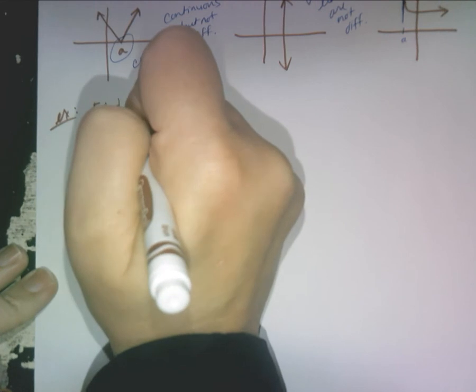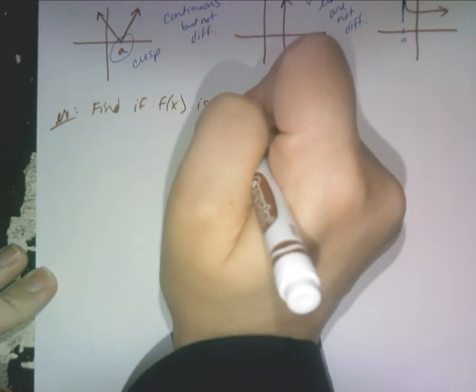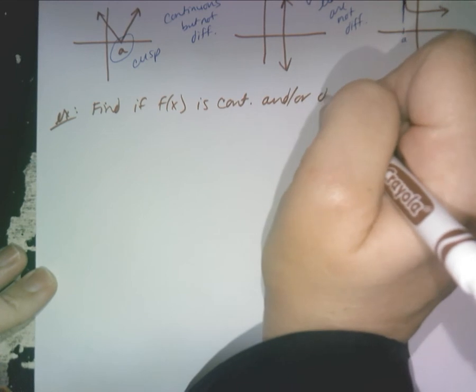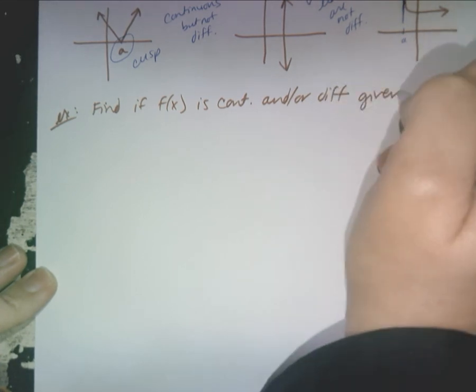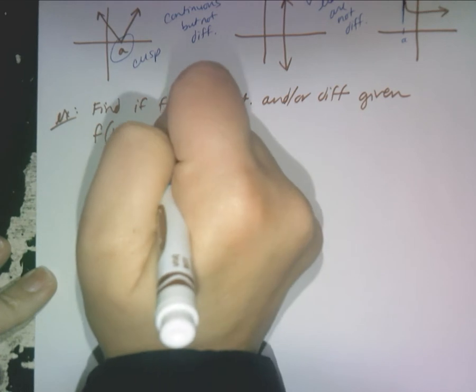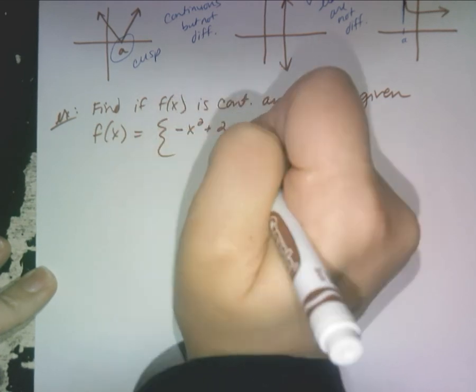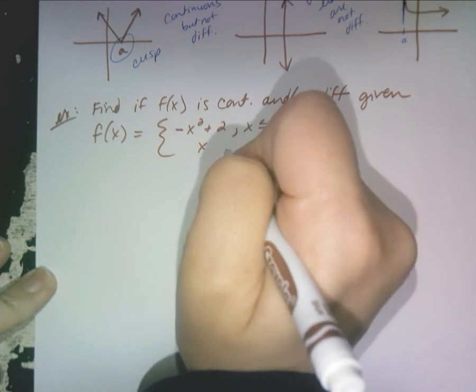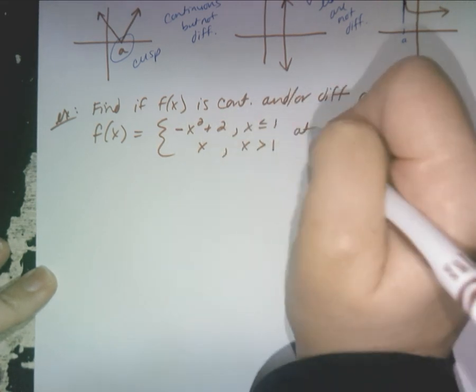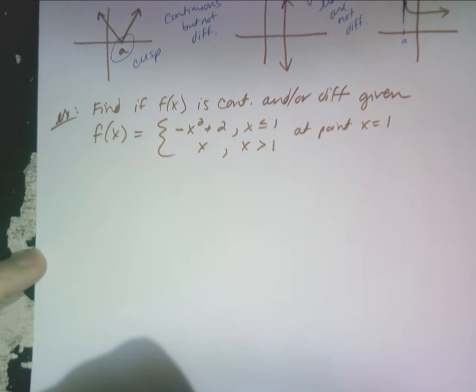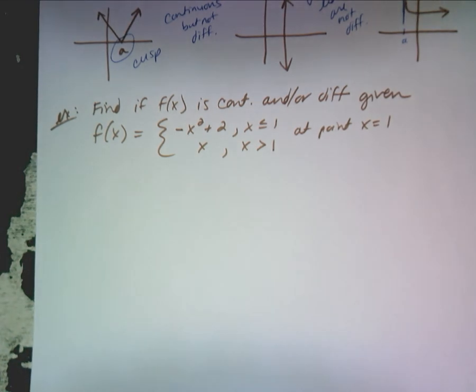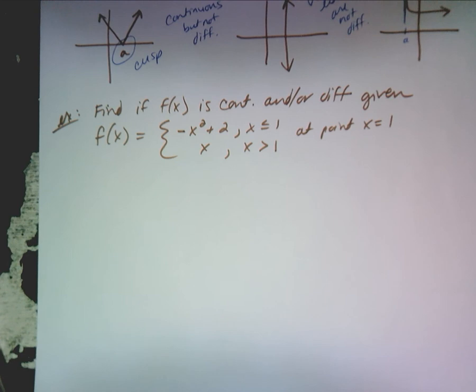Find if f of x is continuous and or differentiable given f of x equals negative x squared plus 2 for x less than or equal to 1 and x for x greater than 1 at the point x equals 1. I want you to tell me if this function, and I want you to do this algebraically, not necessarily graphically. Graphically is fun and it's easy, but now we have to actually prove it. I want you to tell me, is this function continuous? And can I take a derivative at 1?